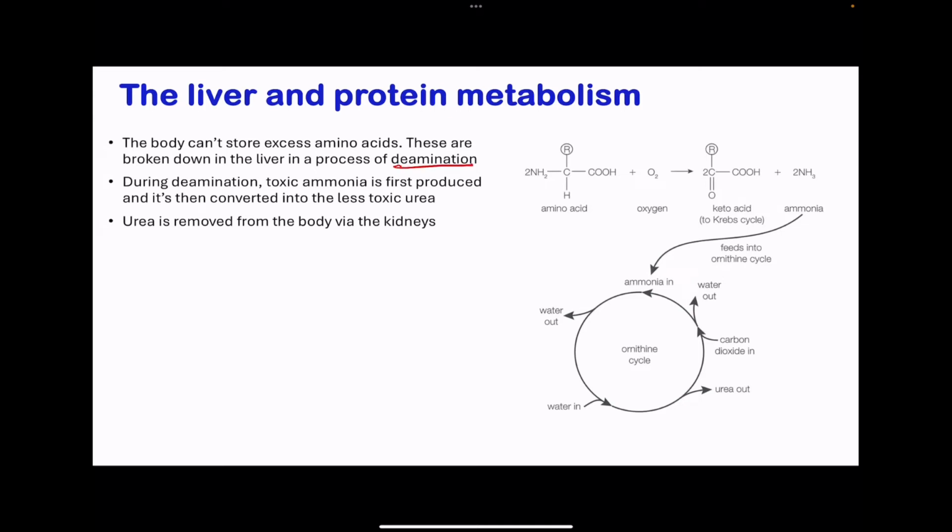When this occurs, ammonia, which is toxic, is going to be produced first, as we can see here. And this ammonia is going to enter into the ornithine cycle, where it's going to be converted into something less toxic, which is urea. And this urea is going to be passed into the blood as waste that has to be removed by the kidneys.